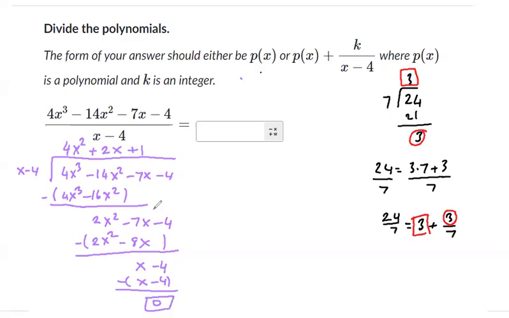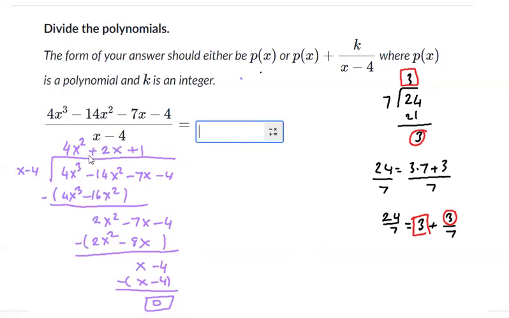So which means when you divide this by this, we actually get an expression that has no remainder, which is why this is 0. Okay, but the question is, how can we write it in this form? By using the same logic we have right here, I'm going to write this.